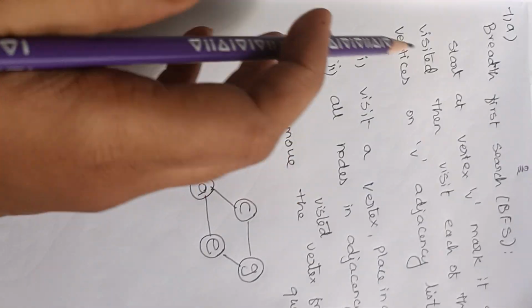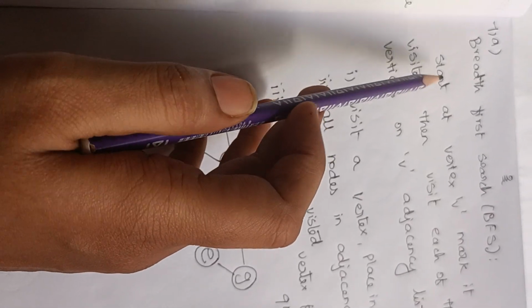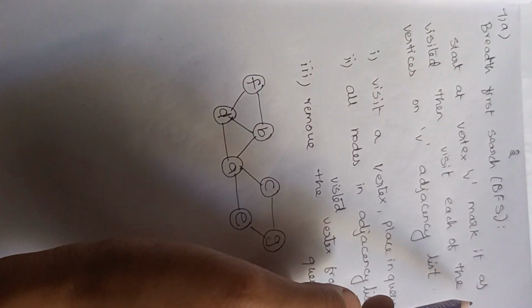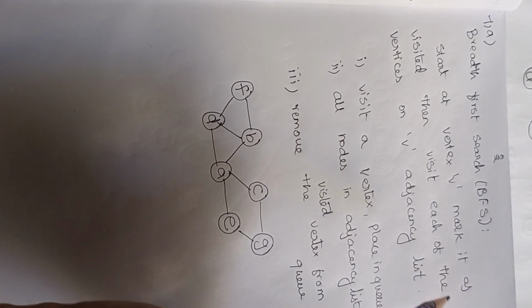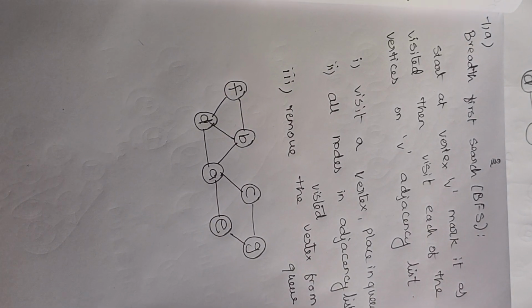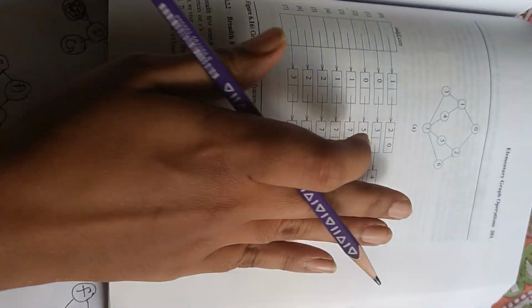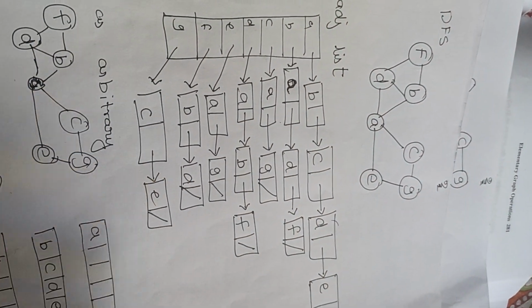So what we will do over here, we will start from a vertex V. We will mark it as visited, then we will visit each element, each vertex on the adjacency list. Adjacency is nothing but neighboring list. We will create a table like this and we have to create a list. For example, for your given graph, this is the adjacency list.